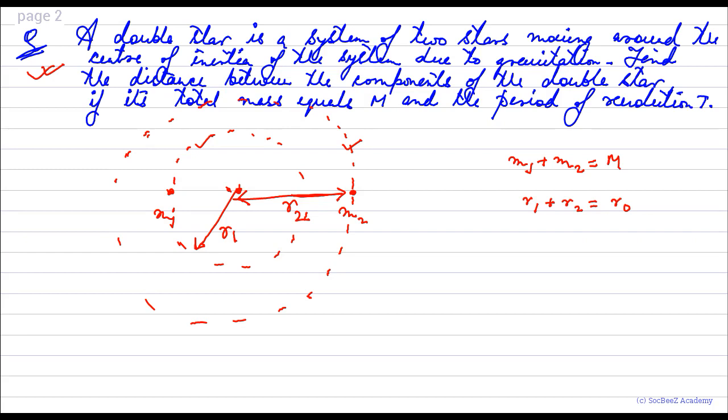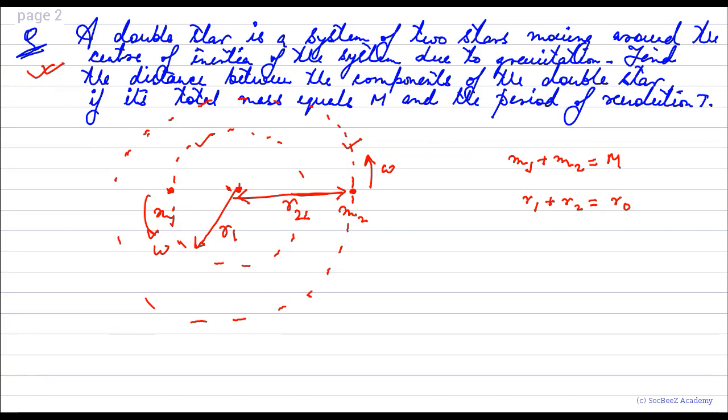Now these two stars are definitely going to have the same angular velocity, because they are going to revolve around the center of inertia. The center of inertia is always going to lie on the line joining m1 and m2, which implies that the line joining m1 and m2 is going to have a constant angular velocity, which will be equal to the angular velocity of the stars m1 and m2.